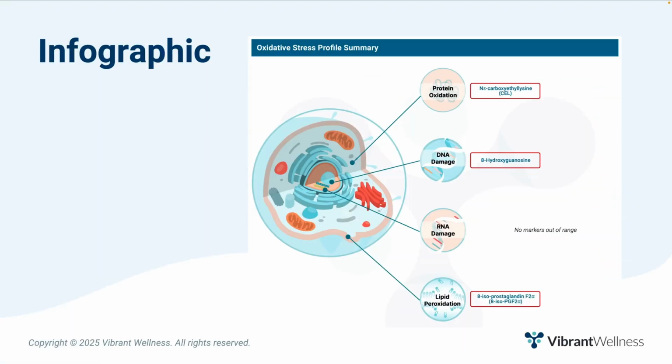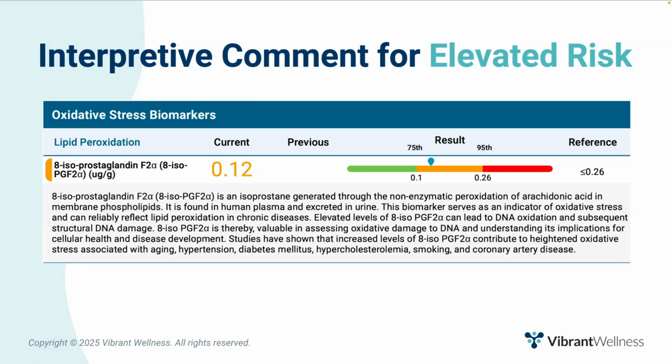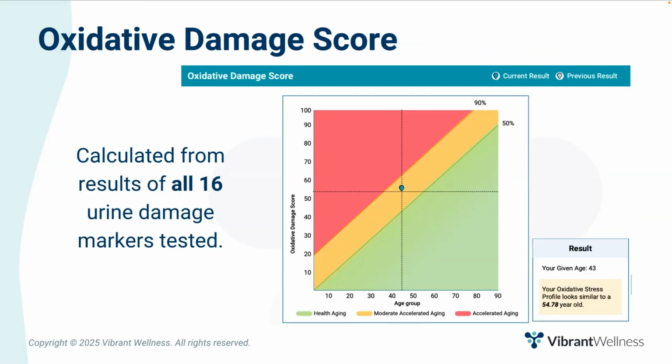The oxidative damage markers are summarized in this helpful infographic showing the impact of oxidative stress on nuclear DNA, transcriptional RNA, translational cellular proteins, as well as lipids found in the phospholipid bilayer. Just like for the SNPs, interpretive comments populate for all elevated risk oxidative stress biomarkers. In addition to genetic risk and real-time damage markers, the oxidative stress profile also includes an oxidative damage score.